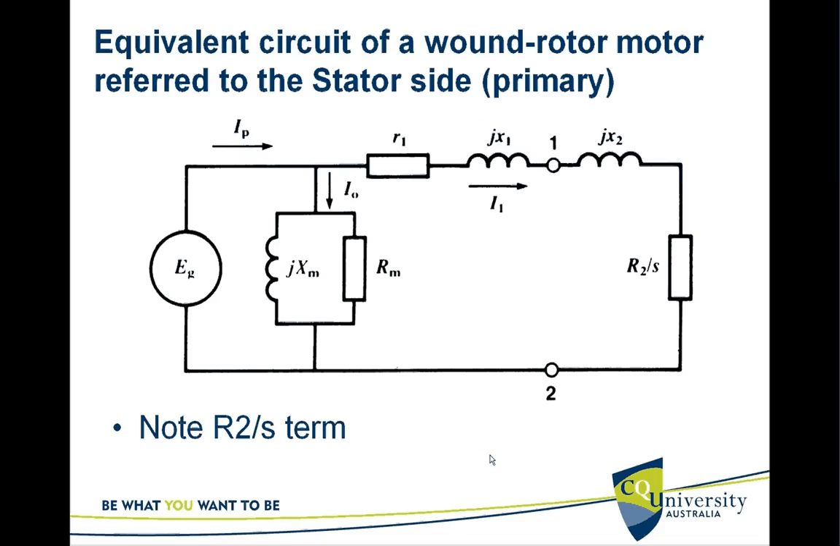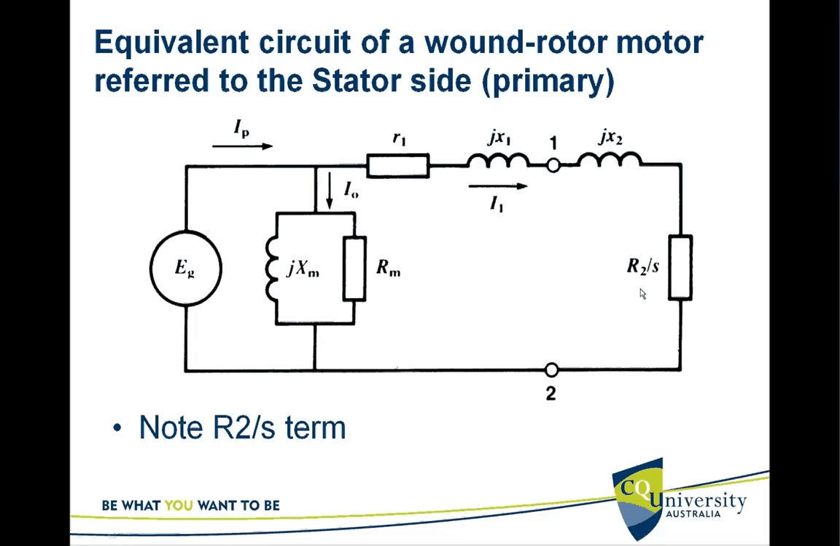The equivalent circuit of a wound rotor motor referred to stator side. So just like the way we simplified the transformer circuit, we could do the same thing to eliminate the ideal transformer in between. But when you do that, you have to compensate for the difference in frequency. So that is done simply by dividing R2 by S.